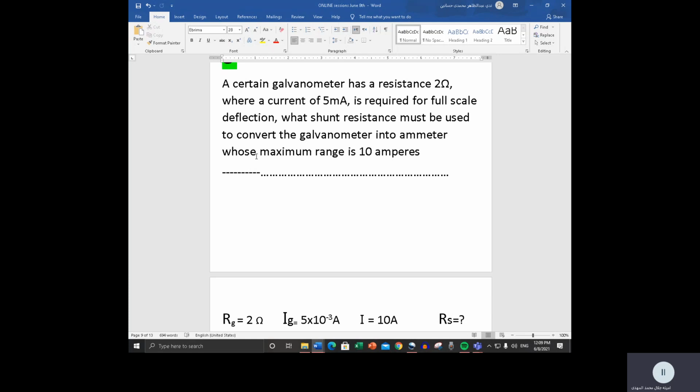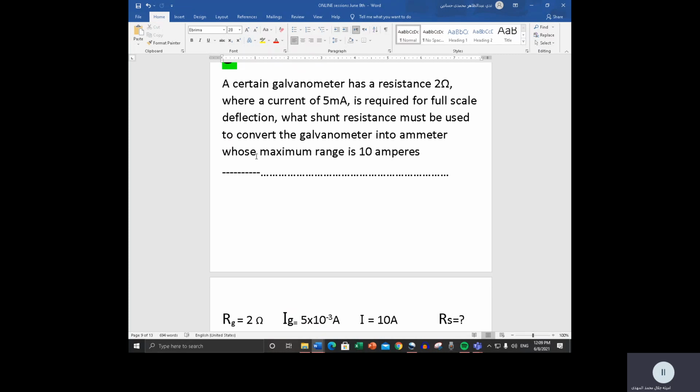What shunt resistance? We know that to convert a galvanometer into an ammeter, we have to use a very small resistance, and it's called shunt resistance. So he wants the value of this shunt resistance. Because when I have shunt resistance, I can now convert the galvanometer into an ammeter, as you know from previous lessons. So shunt resistance must be used to convert the galvanometer into an ammeter.